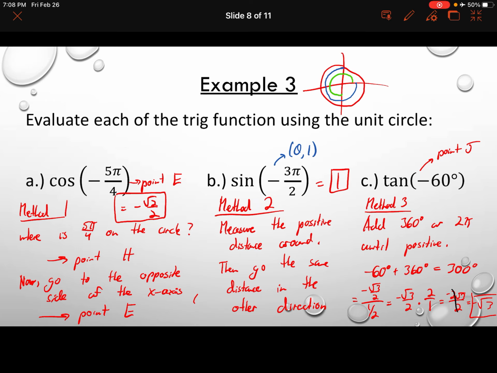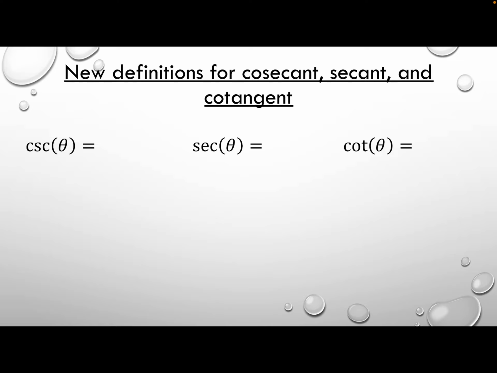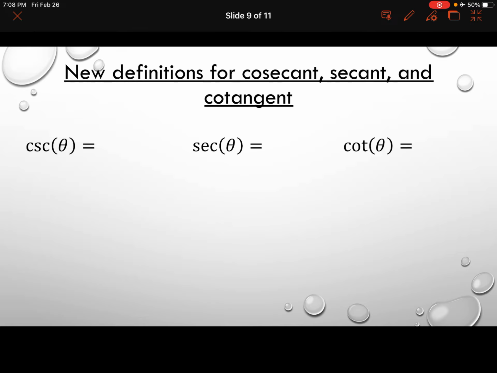All right, so let's talk about one last thing, and we're going to revisit cosecant, secant, and cotangent. So if you remember these 3 functions, these are the reciprocal functions. They're called the reciprocal functions because each of them is a reciprocal of the other three trig functions.